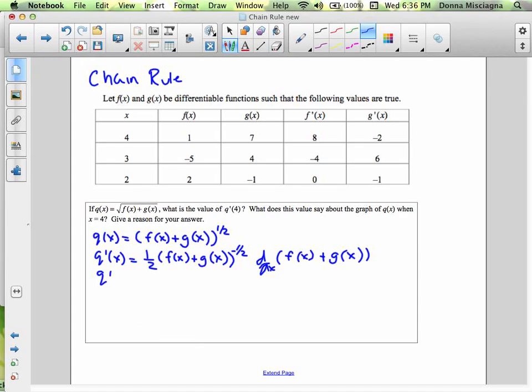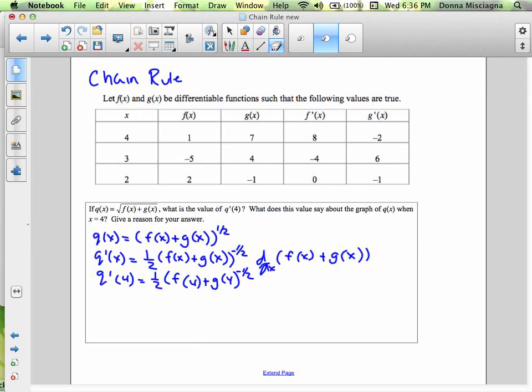So Q prime of 4 is 1/2 times f of 4 plus g of 4, and I should probably simplify that out, but maybe I'll do it on the next step. And then we're taking the derivative of f of x plus g of x, so we're just going to multiply by f prime of 4 plus g prime of 4.